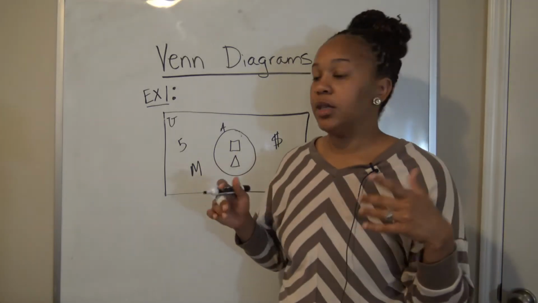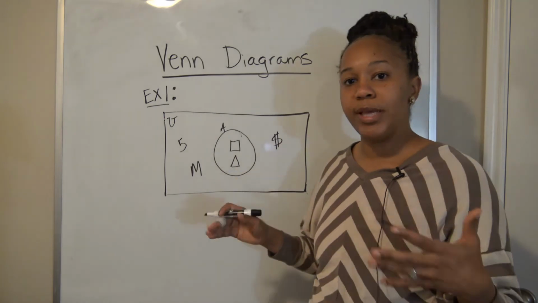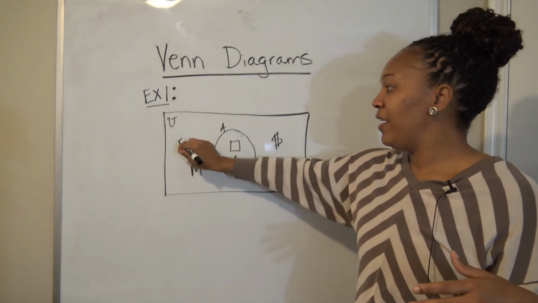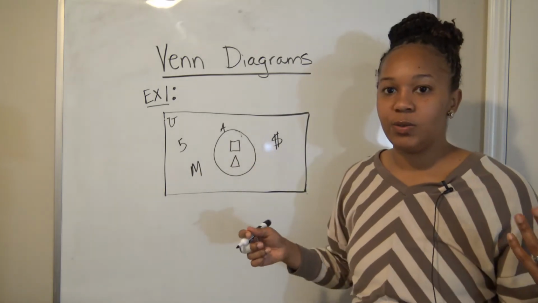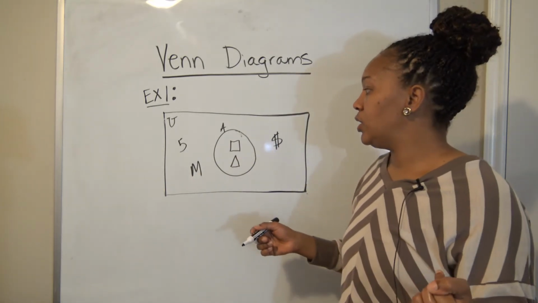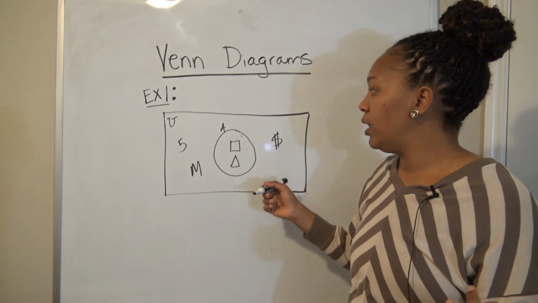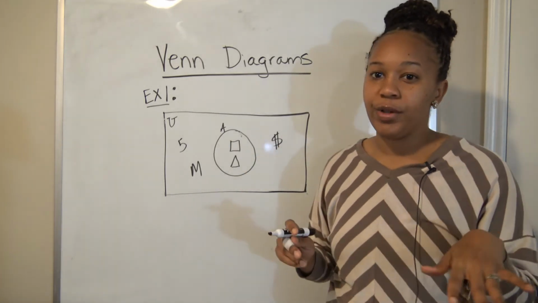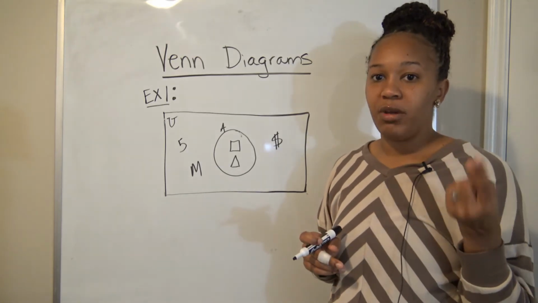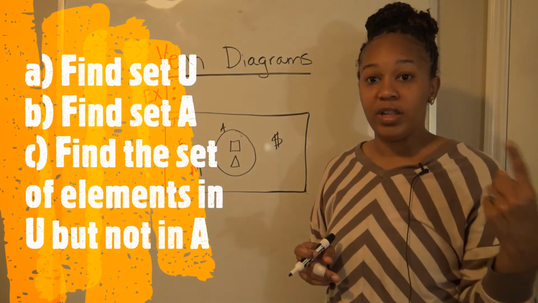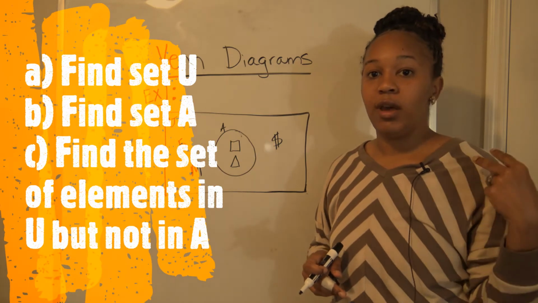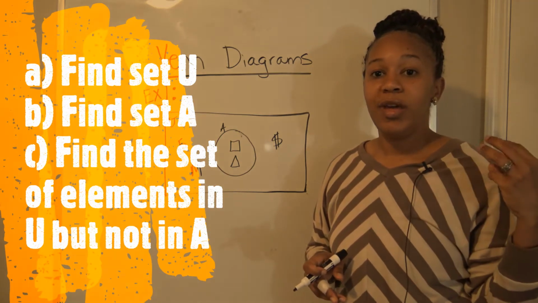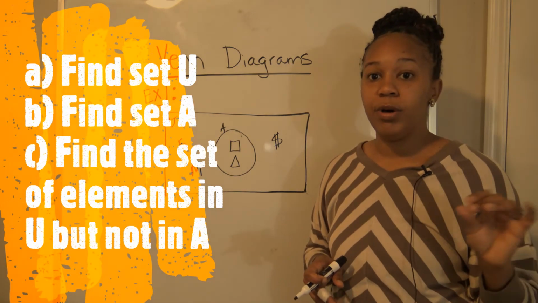Okay, for this first example, this is a very simple, basic example. We have a Venn diagram that has this universal set, and everything in here represents what's in the universal set. And so if I wanted to just go and list out the elements in U, I will list everything in here. Okay, so actually that's a part of what we're going to do. So we have to do three things. First, we have to find set U and list it out in roster notation. We have to find what's in set A and list it out in roster notation. And then we have to find the elements that are in U but not in A.